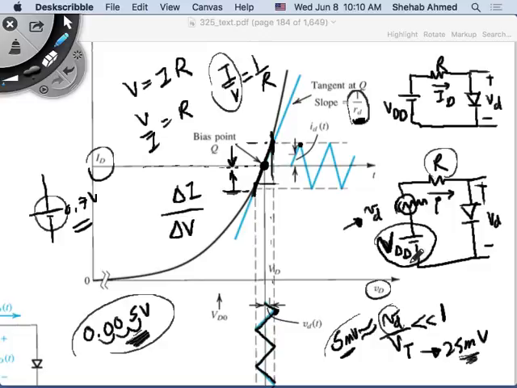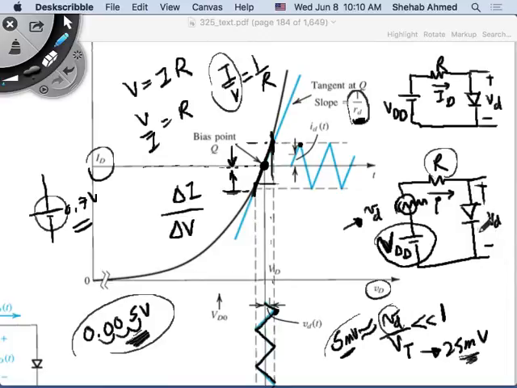Capital VDD is a supply voltage. Small VD is the ripple. Again, this ripple is a fixed value? No, it doesn't need to be a fixed value. It's a ripple on top of your DC. Think of it as a ripple on top of your DC, and you want to create a voltage regulator, right?